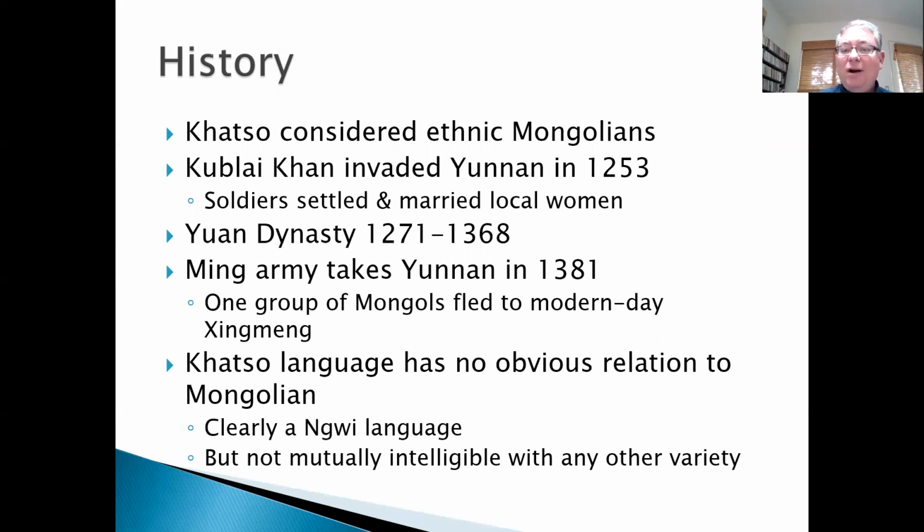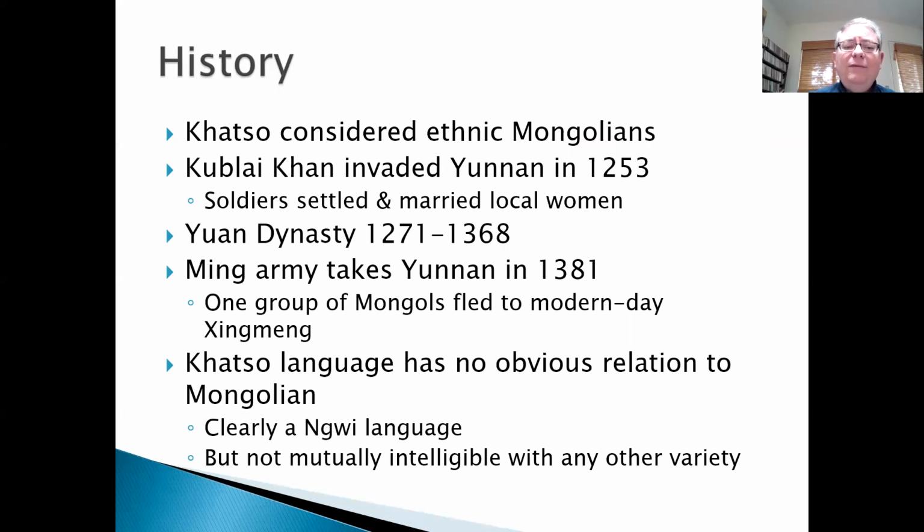Now, the lake shrunk centuries ago. The marshland was turned into farmland a long time ago, but the Khatso were still there in Xingmeng. So this was considered a very out-of-the-way place for a long, long time, and that allowed them to survive. But it also isolated them to a certain degree. And so the language has evolved in its own way.